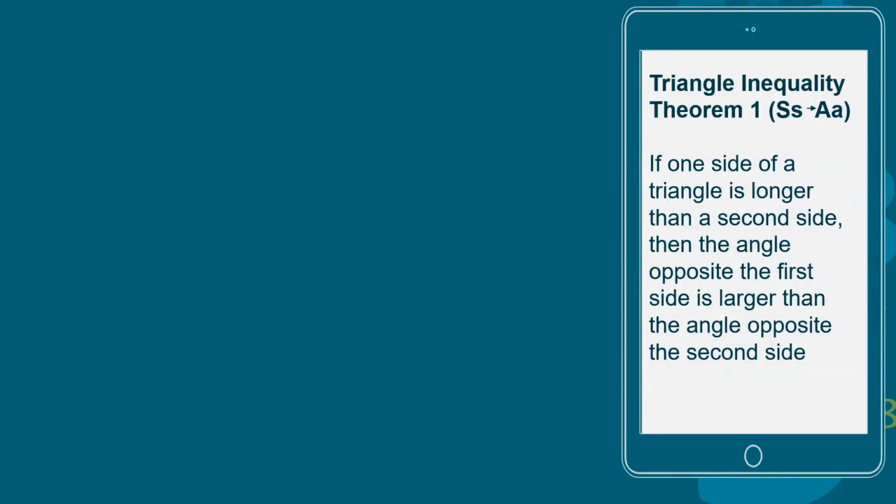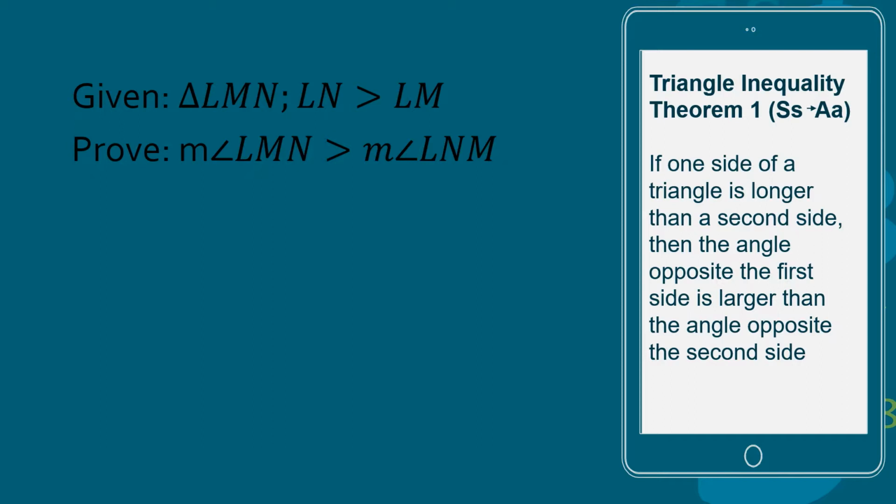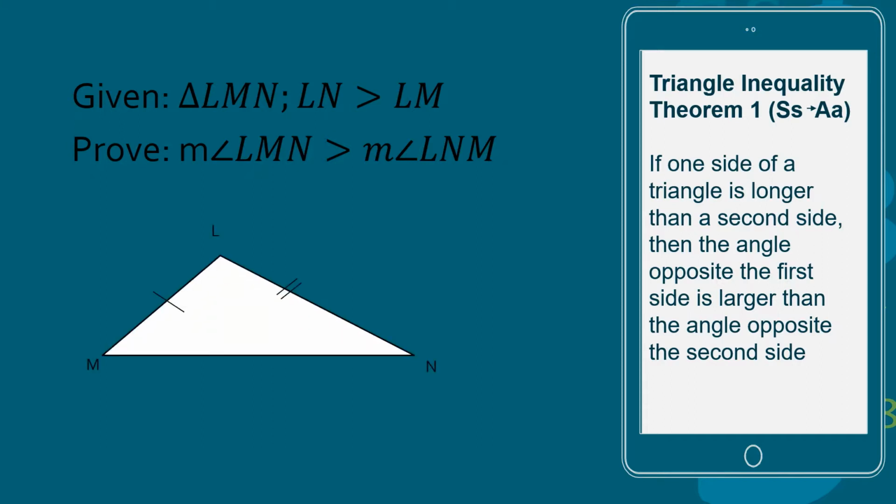Let's begin with Triangle Inequality Theorem number 1. It states that if one side of a triangle is longer than a second, then the angle opposite the first side is larger than the angle opposite the second side. Let's have our given triangle LMN, wherein LN is greater than LM. So we are going to prove that the measure of angle LMN is greater than the measure of angle LNM.